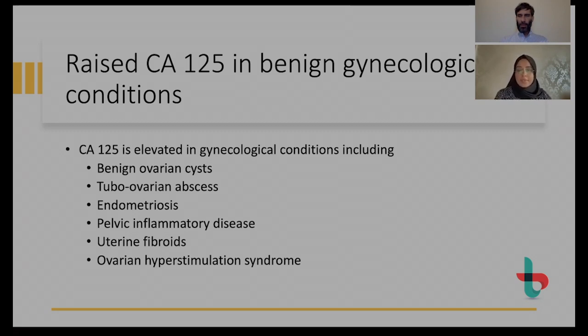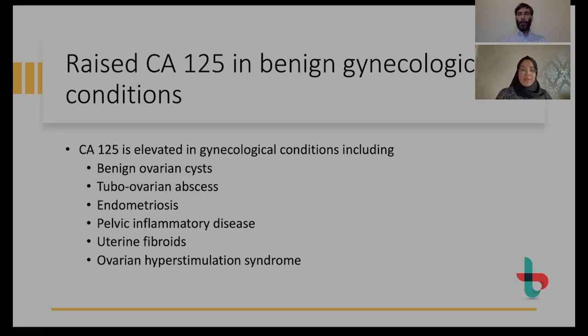Okay, so now that we've talked about the rise of CA125 in physiological conditions such as pregnancy and in the menstrual cycle, we'll move on to talk about the rise of CA125 in benign gynecological conditions. We observe a rise of CA125 in conditions such as benign ovarian cysts, tubo-ovarian abscesses and pelvic inflammatory disease, in endometriosis, uterine fibroids, and in ovarian hyperstimulation syndrome. Now, the thing that all of these conditions have in common is inflammation at a local level. So it could be that the CA125 is raised in response to this inflammation.